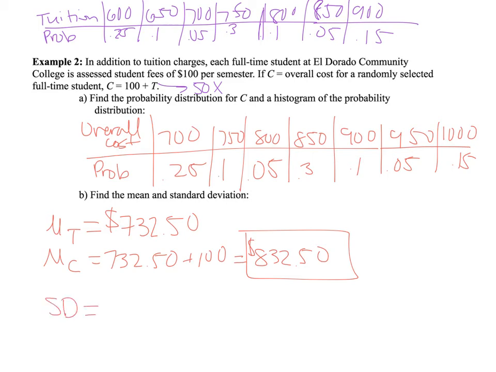Standard deviation. The standard deviation we had from the previous part was $103. So actually the standard deviation of the cost, remember what happens with measures of spread, will not change when you add something. So it is also going to be 103. You only multiply in that case.